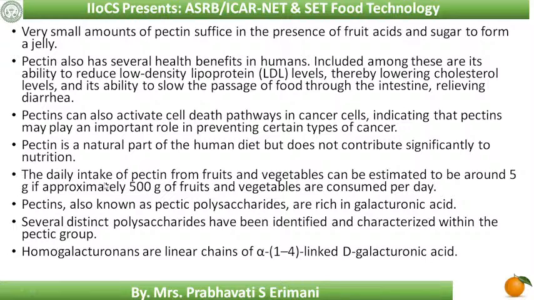The daily intake of pectin from fruits and vegetables can be estimated to be around 5 gram. If we are consuming approximately 500 gram of fruits and vegetables per day, then out of that, 5 gram will be pectin. Pectin is also known as pectic polysaccharides. It is a full big chain, correct? So it is known as pectic polysaccharides and is rich in galacturonic acid. This we have to remember.